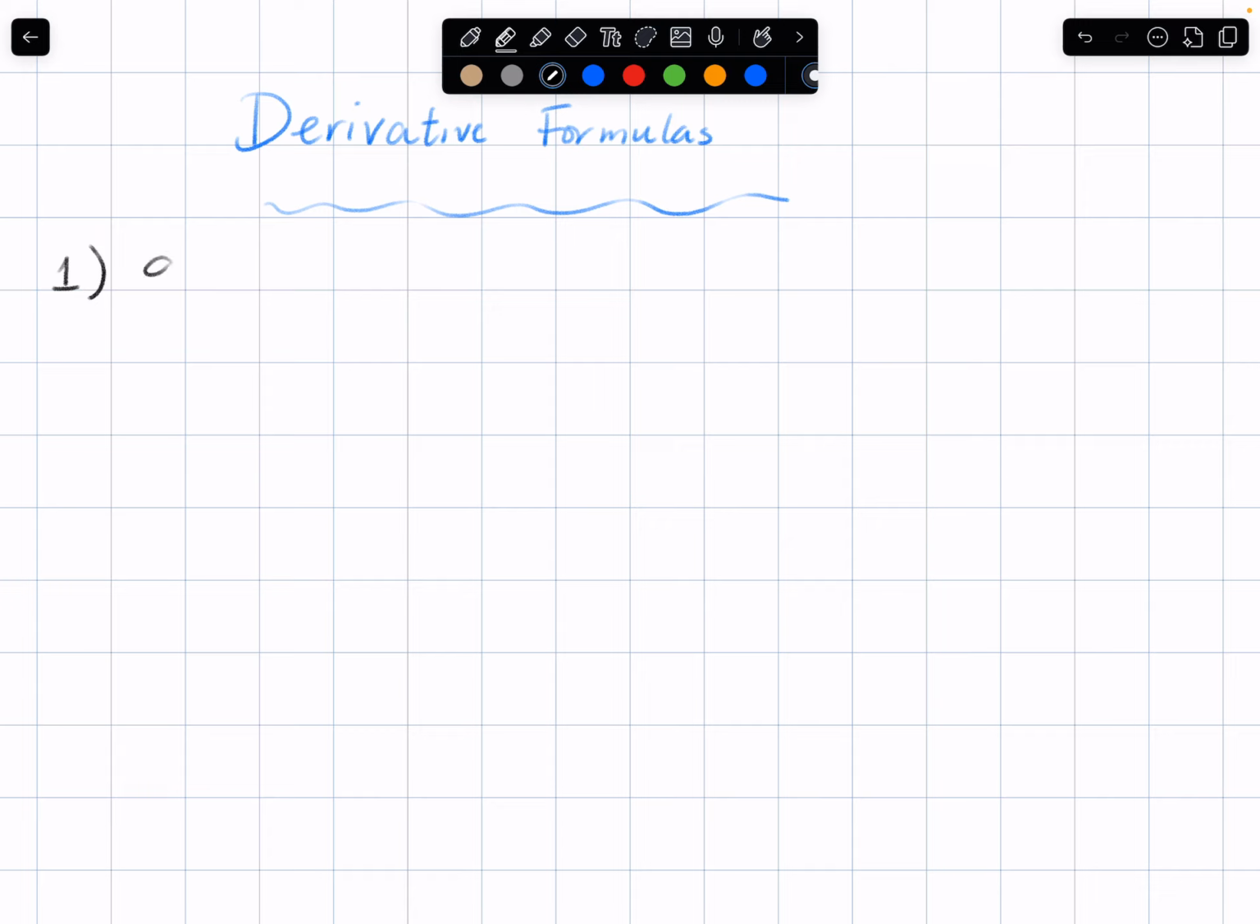So first one will be the derivative of x to the n, and this becomes, so you bring the n to the front, and then you apply the power rule. This is called the power rule. So you gotta memorize that one.